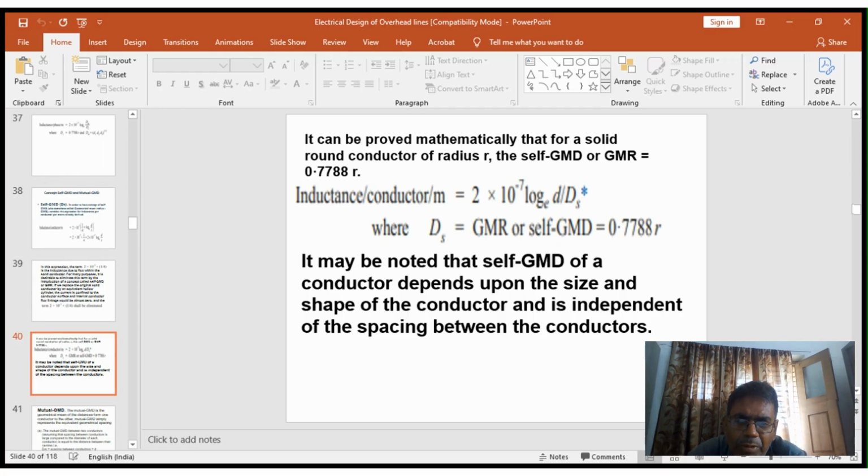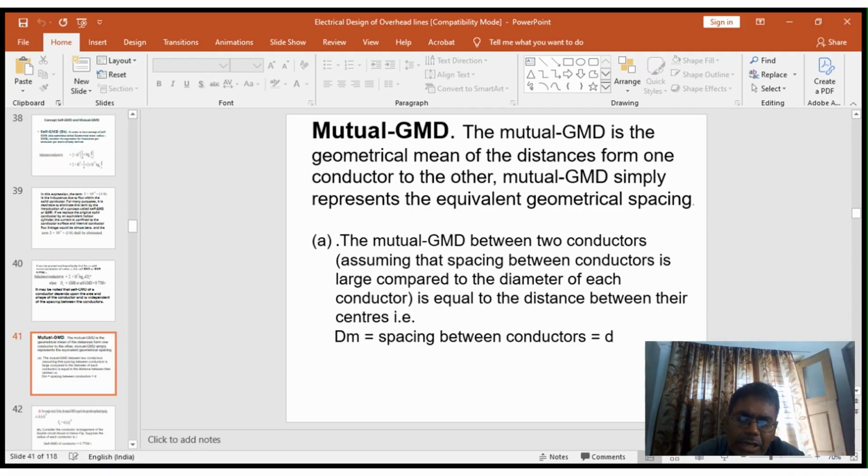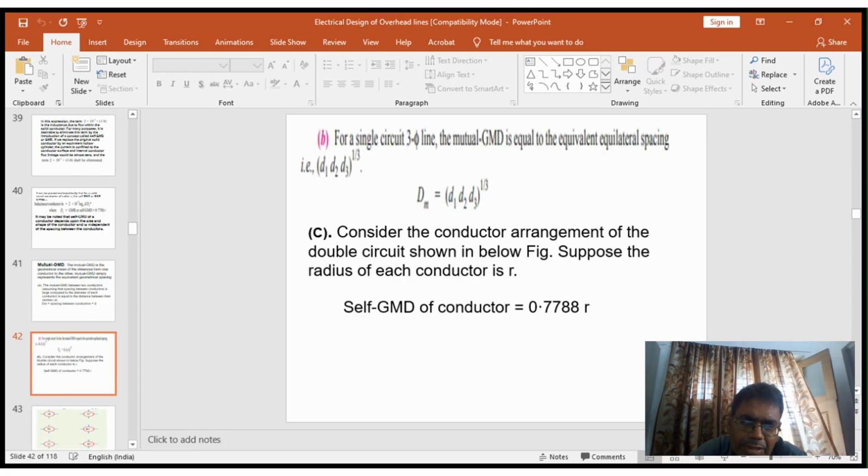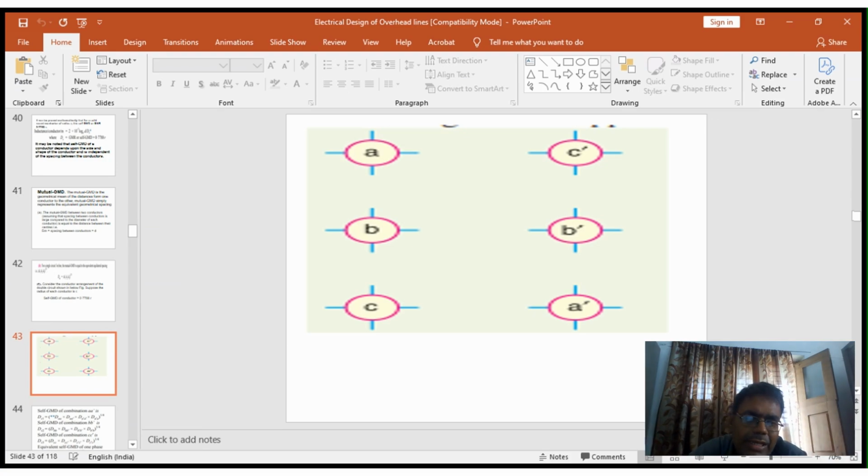Self GMD depends upon the size and shape of the conductor and is independent of the spacing between the conductors. Mutual GMD is simply the geometric mean distance between the conductors. In case of a single phase two wire line, the mutual GMD Dm is equal to small d. In case of three phase unsymmetrical spacing, Dm is equal to d1 d2 d3 whole power 1 by 3. While considering the double circuit line with phases A, B, C and A dash, B dash, C dash, r is the radius of the conductor, and the self GMR of the conductor is 0.7788 r.